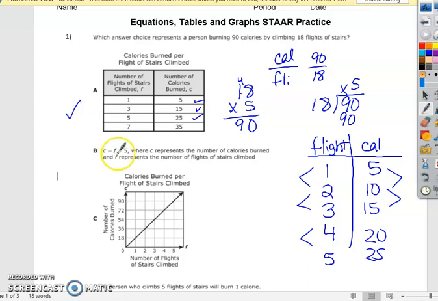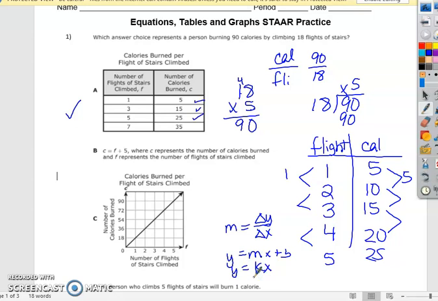So, letter B says C equals F plus 5, so flights plus 5. A couple of things, guys. Remember, this is constant rate of change, right? 5 over 1, delta y over delta x, which is m, and our equation is either y equals mx plus b or y equals kx.